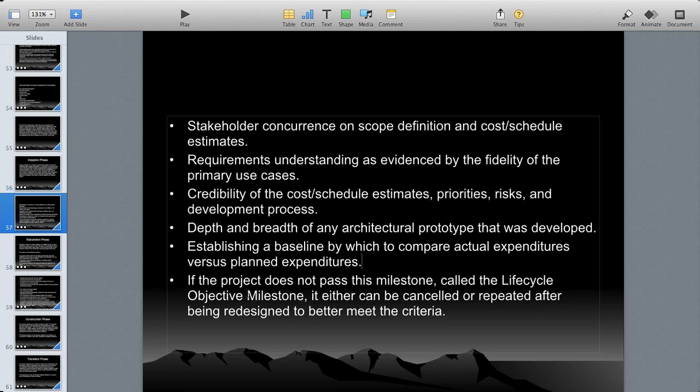Otherwise, what happens? As you said, Shobit, try to reduce the requirements. Yes, that is what they do. If the project does not pass this milestone, called the life cycle objective milestone, it can either be cancelled or repeated after redesign to better meet the criteria. Redesign means now you're looking for a roof swimming pool that almost costs 10 to 15 lakhs. Better you postpone it. Leave that space like that, and the remaining building you can construct. And after a year or sometime, whenever you get enough money, then you can construct that. Correct. Postpone. Yeah, that is what happens with projects.